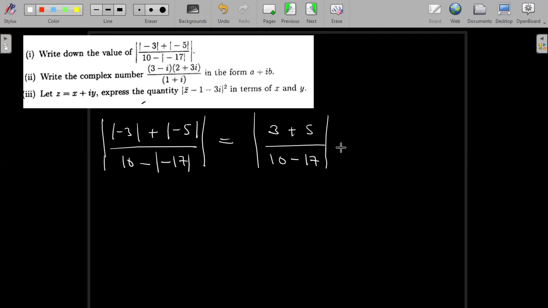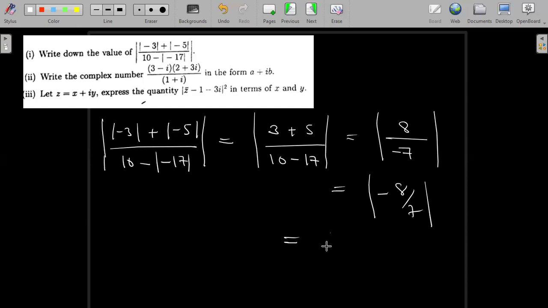Then I'm going to work out what is inside. I can add those two numbers on top, and I just have 8. Then when I subtract those two, this gives me -7. Then when I divide, inside I get -8/7. But because it's in the modulus, I have to evaluate this to become a positive value, and this becomes 8/7. And that's how I work out this question on the modulus.